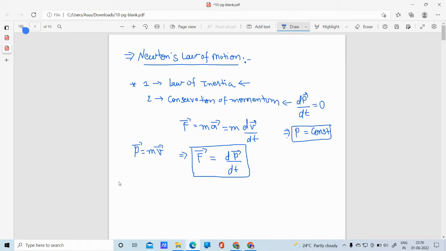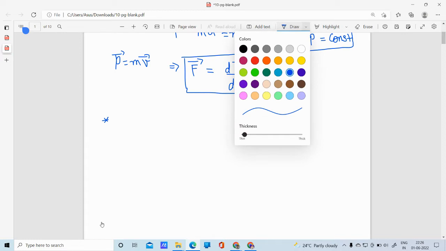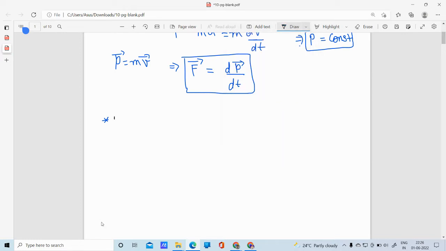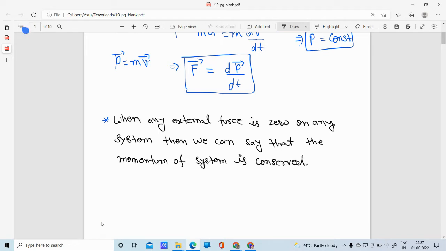It is saying, in simple general words, that when any external force is zero on any system, then we can say that the momentum of the system is conserved. So that is the important thing.